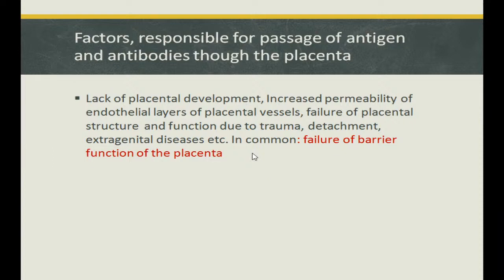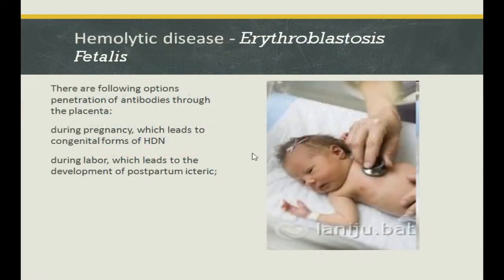In common, failure of barrier function of the placenta is responsible for passage of both the antigen of the fetus to maternal circulation and maternal antibodies against this antigen through the placenta into the fetal circulation, with development of an agglutination reaction which is taking place on the surface of RBCs.